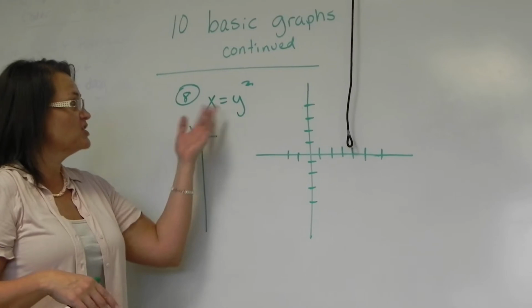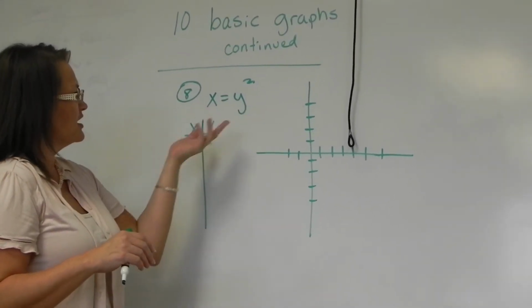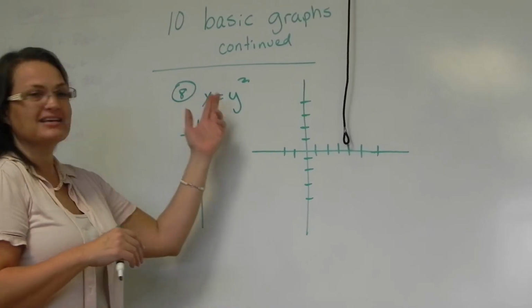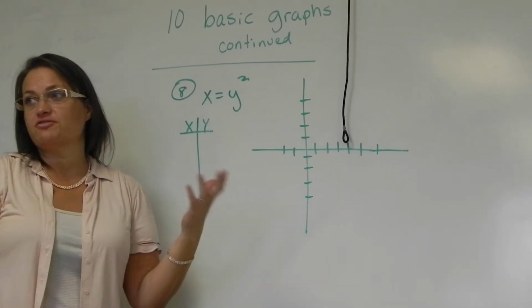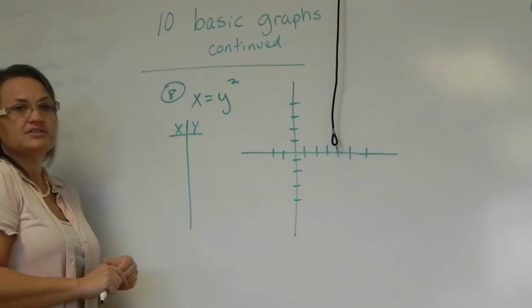But anyway, this one is not going to be a function, and you can tell something's up with it because it's written backwards from what we normally see. It's x equals y squared. It's still a fine graph, but it's just not a function. So what's something that solves this?